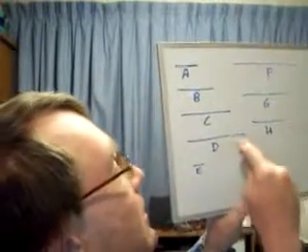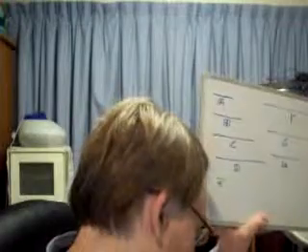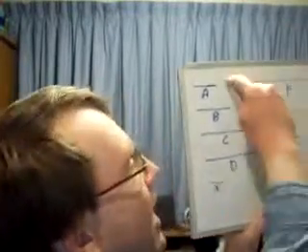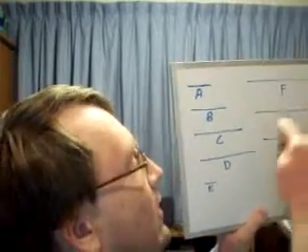Therefore, the product of A and C is equal to the product of E and F. So A times C equals E times F. Therefore, as A is to E, so F is to C. This is by Euclid Book 7, proposition number 19. As A is to E, so F is to C.